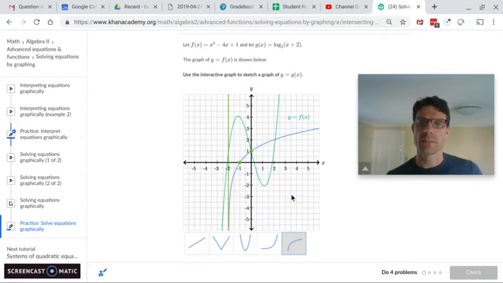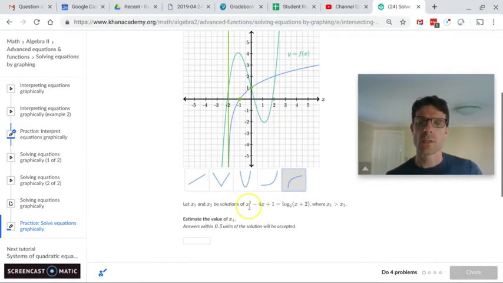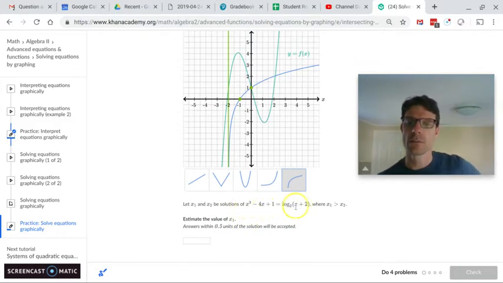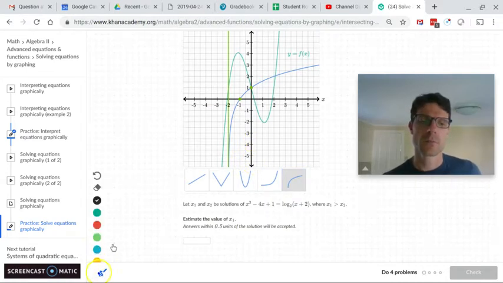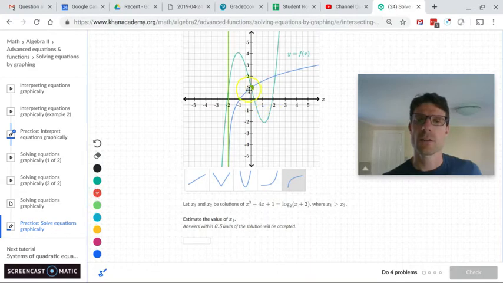And I'm ready to move on to the second part of the question, which really asks, what if I had an equation where the left side was one of the functions and the right side was the other one? Well, solutions to this equation are just going to be the places where these graphs meet. And we can see that the two places that these graphs meet are here. I wanted to draw a little red circle around here, but this is where the first place they meet, and here's the second place they meet.